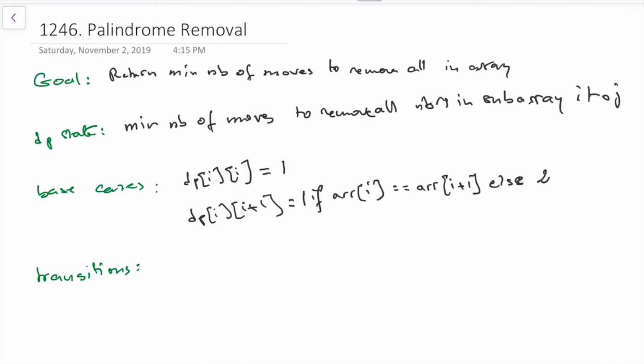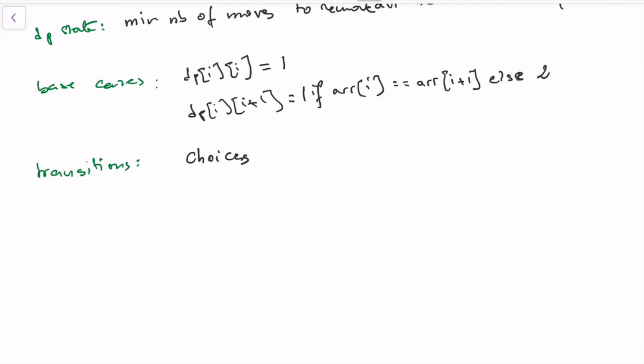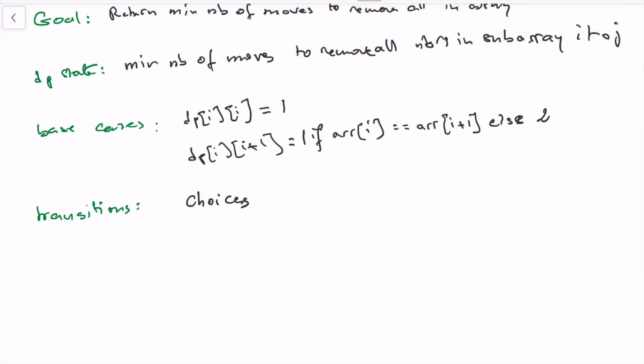Now, what are the transitions? So if we know the state for something, how can we deduce dp of i to j? One thing that usually helps with transitions is to just think about all the choices that we have at any point in our state. And so here, the choices in some way can be either one letter or two letters, and in that case we can use this base cases formula, right?